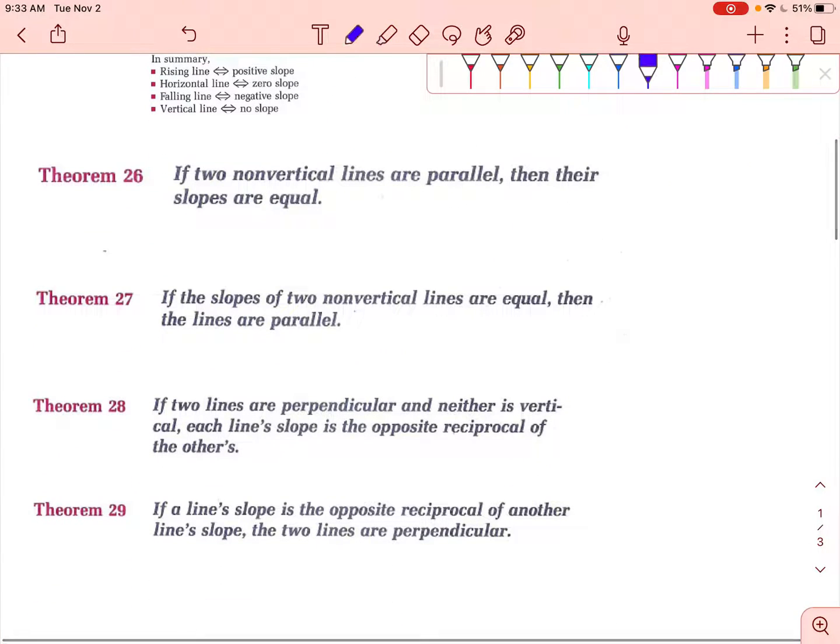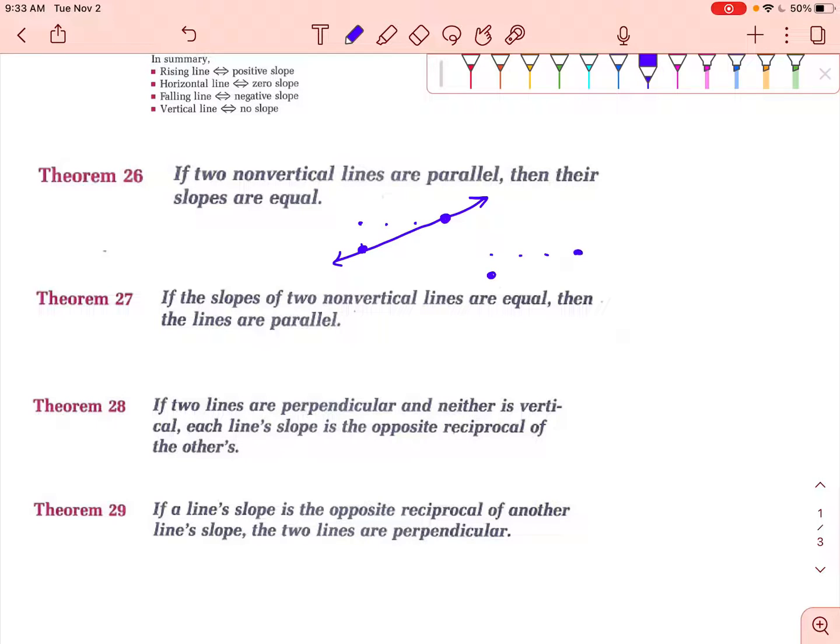Here are some theorems. If two non-vertical lines are parallel, then their slopes are equal. So in order for lines to be parallel, the slopes have to be equal. For example, if one graph goes up 1 over 3, you can see there's a line. In order for something to be parallel to that, it has to go up 1 over 3. So you guys can see that those lines would be parallel because the slopes go up 1 over 3, which is parallel to up 1 over 3.